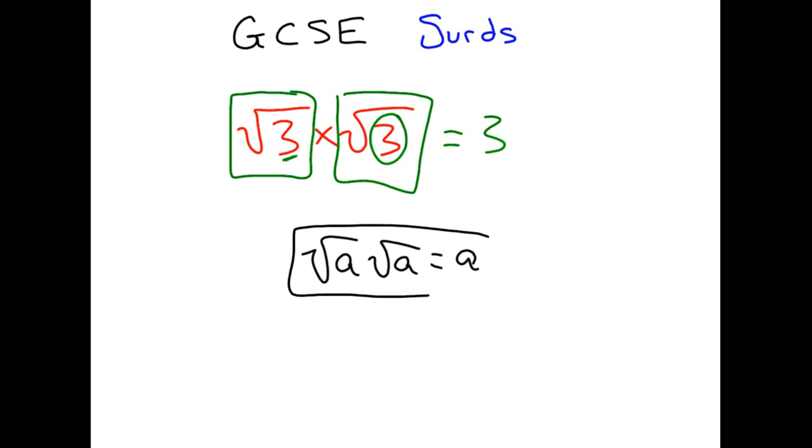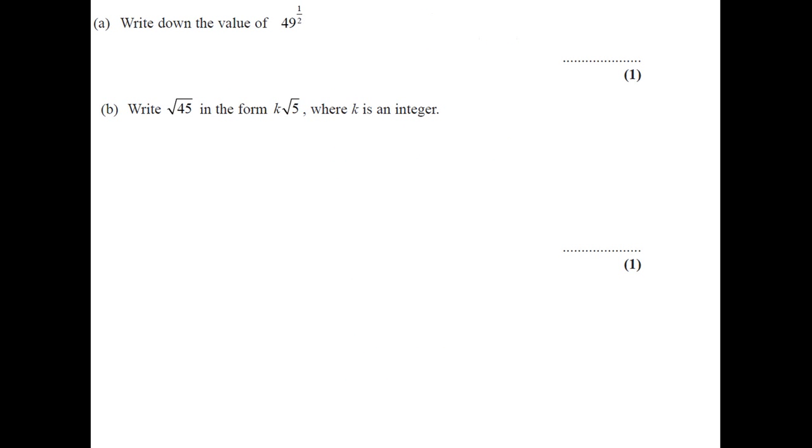If you love your algebra, you could think about that as square root of a squared, a times a, and then the squared and the square root cancel each other out. Same thing again. So that's another rule for you. I've shown you 2 so far. I want to get on with the questions now, and I will talk you through some stuff at the same time. Write down the value of 49 to the power of a half.